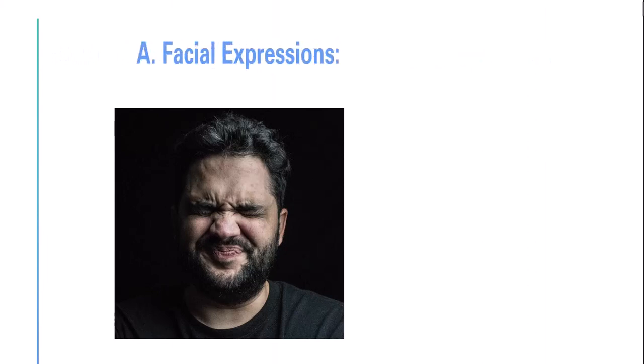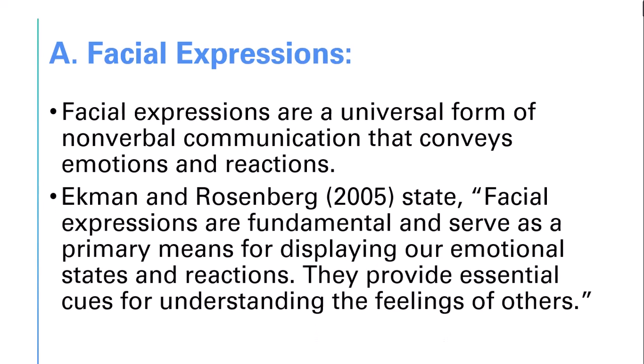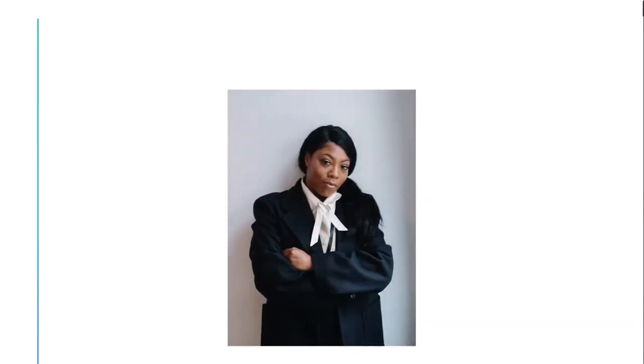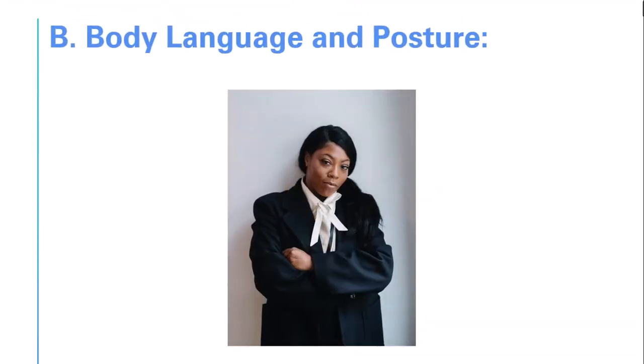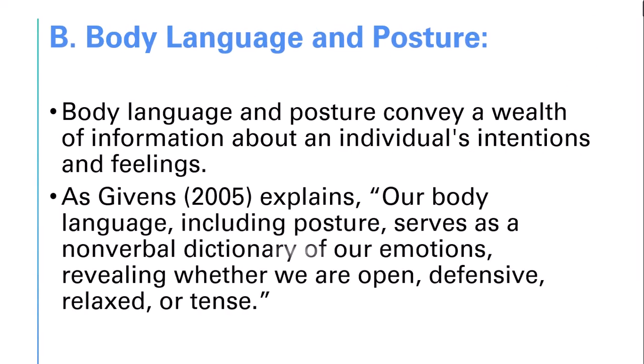A. Facial expressions. Facial expressions are a universal form of nonverbal communication that conveys emotions and reactions. Ekman and Rosenberg state, facial expressions are fundamental and serve as a primary means for displaying our emotional states and reactions. They provide essential cues for understanding the feelings of others. B. Body language and posture. Body language and posture convey a wealth of information about an individual's intentions and feelings. As Givens explains, our body language, including posture, serves as a nonverbal dictionary of our emotions, revealing whether we are open, defensive, relaxed, or tense.